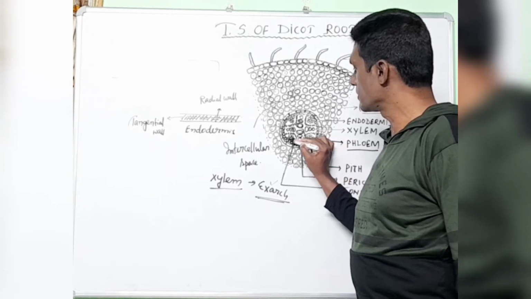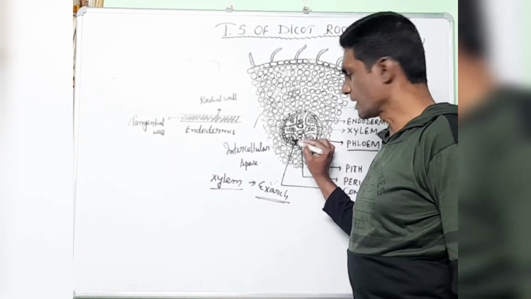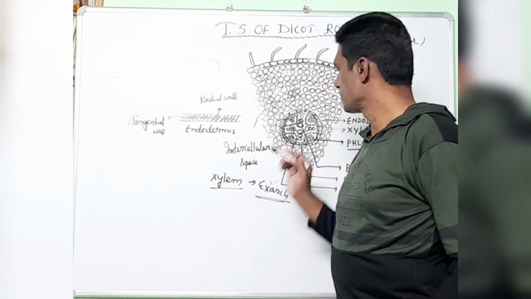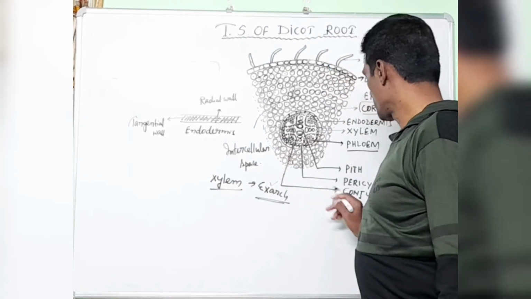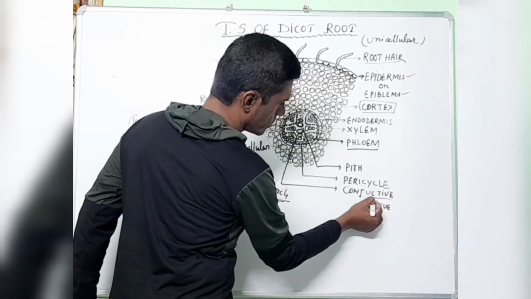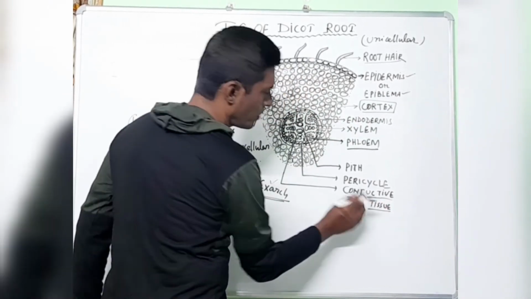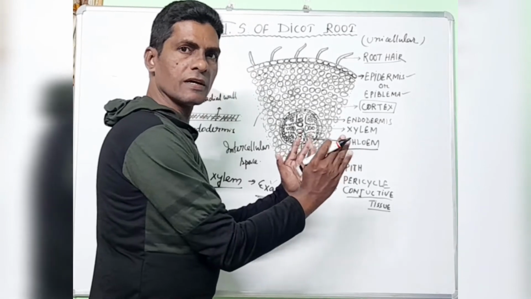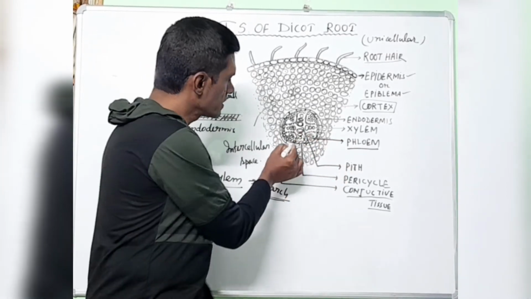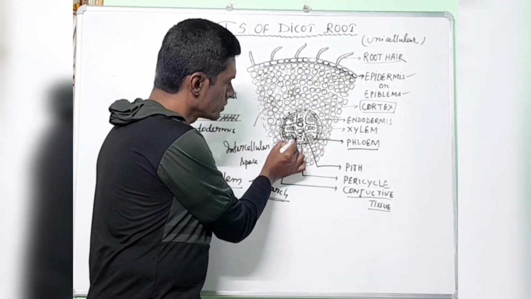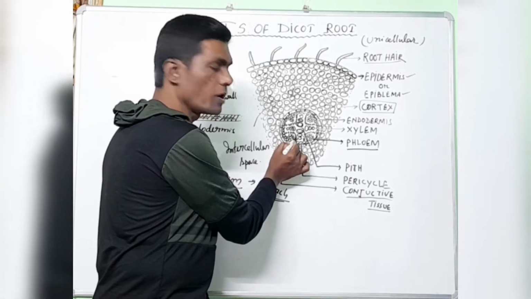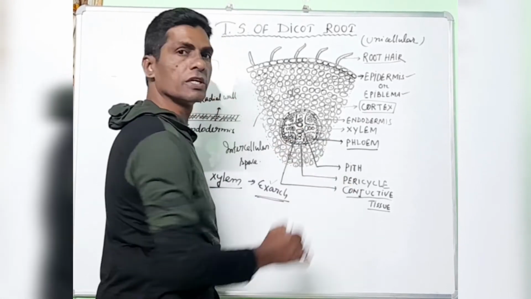Now the xylem tissue and phloem tissue are separated by a group of tissue that we call conjunctive tissue. What is conjunctive tissue? Here is one group of tissue which separates the xylem and phloem tissues, and we call it conjunctive tissue.